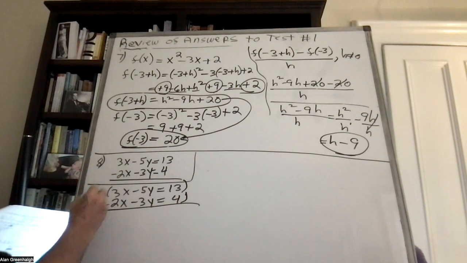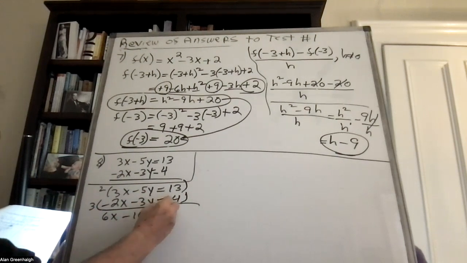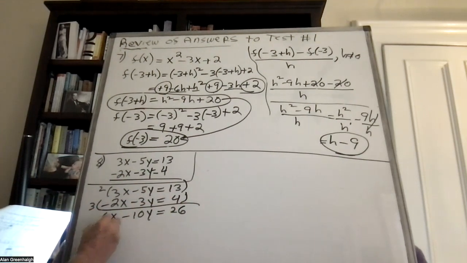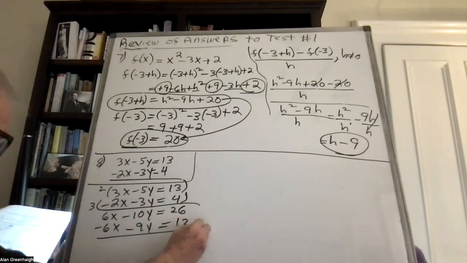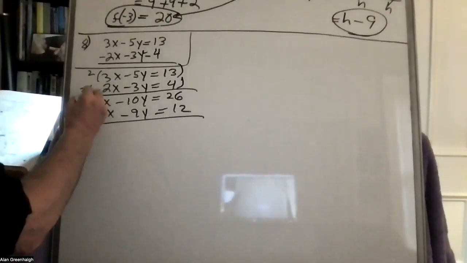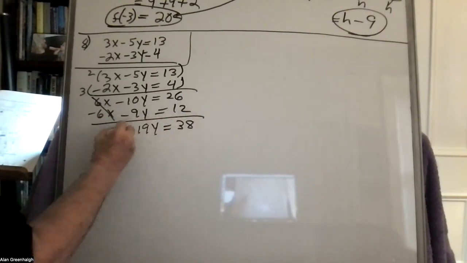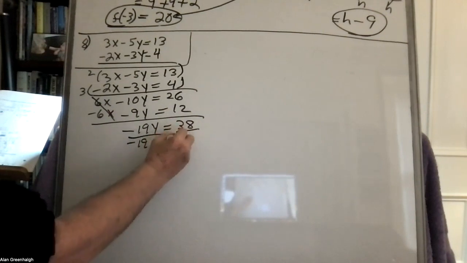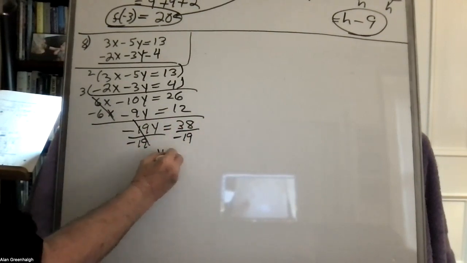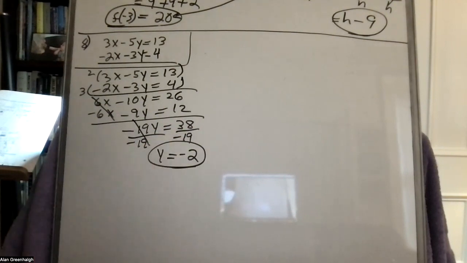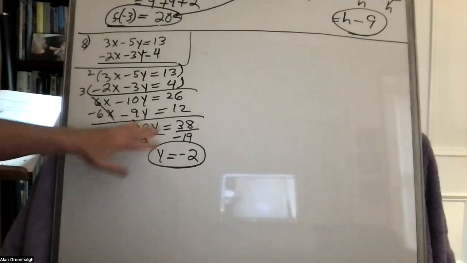And this would be a 3 and this would be a 2. This would be 6x minus 10y equals 26. Negative 6x, negative 9y equals 12. When you add the two equations, the 6's drop out. This becomes negative 19y equals 38. Divide by negative 19. And y is equal to negative 2. That's good. You know, you don't get a fraction. Everything is working pretty well.